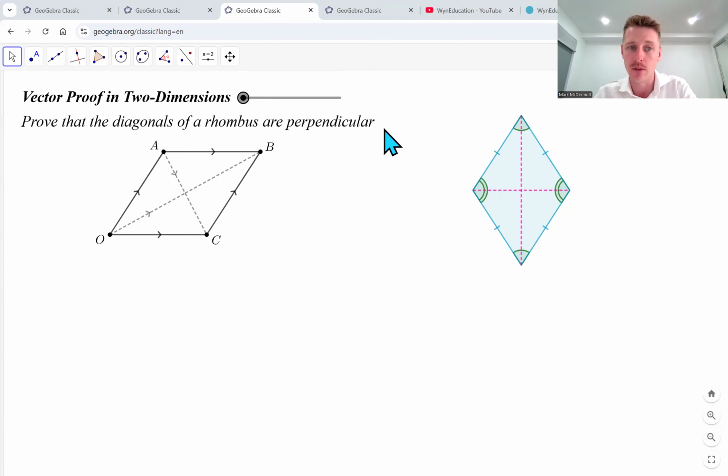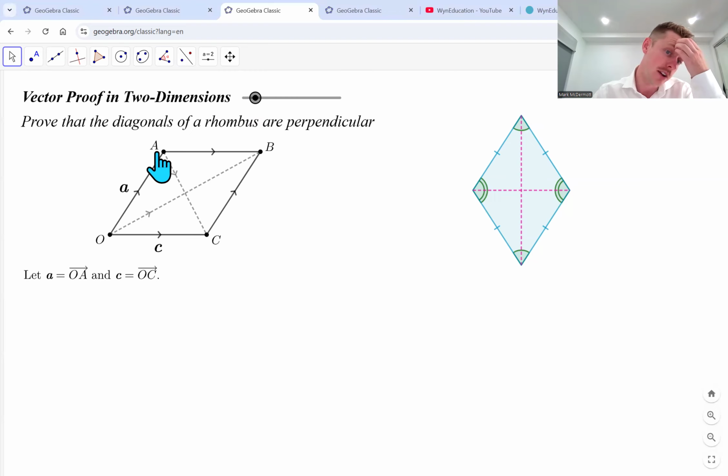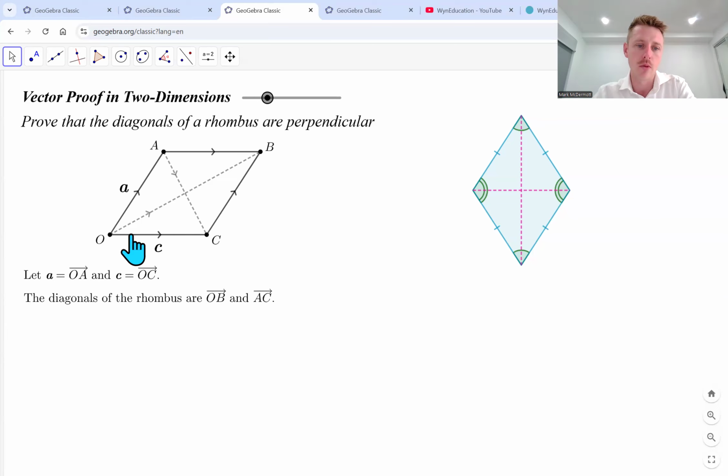So now we need to prove it. Here is our rhombus, O, A, B, C, and these are all vectors. Let's break it down. Let the vector from O to A be vector A, and the vector from O to C be vector C. So we get this situation. Hopefully pretty straightforward so far. The diagonals of the rhombus are OB and AC.